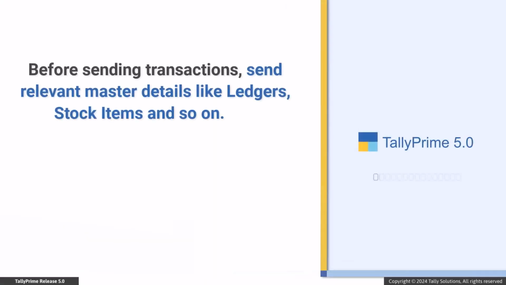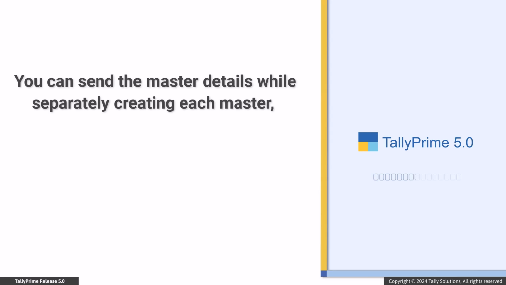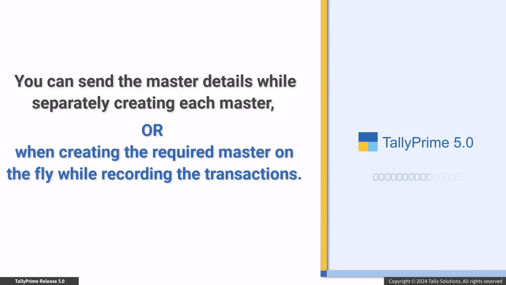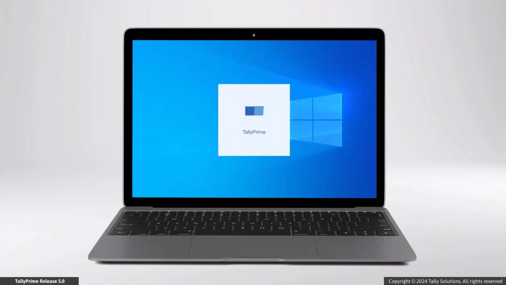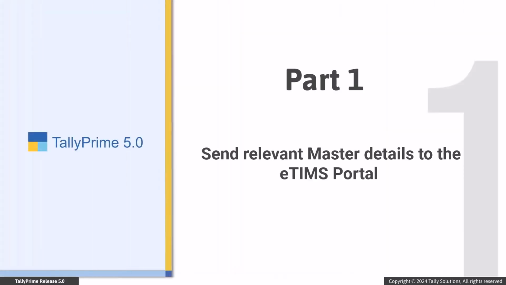First, you'll need to send master details like ledgers, stock items, and so on before you start sending transaction details to the eTIMS portal. You can send the master details while separately creating each master or when creating the required master on the fly while recording the transactions. You can even scan the QR code in the print preview of the sales invoice to view the sales invoice details sent to eTIMS.